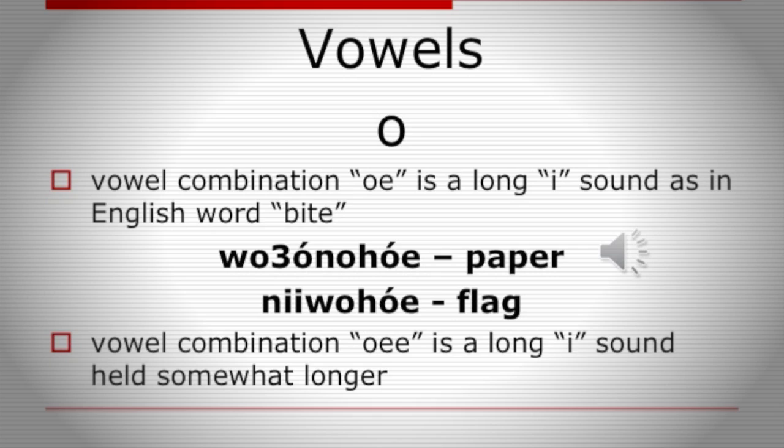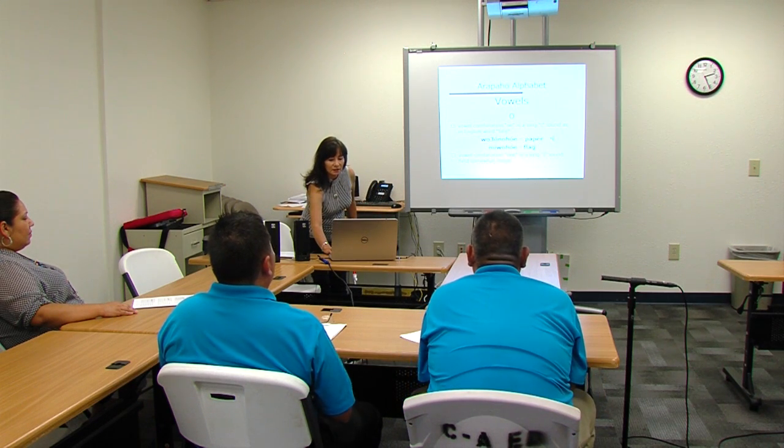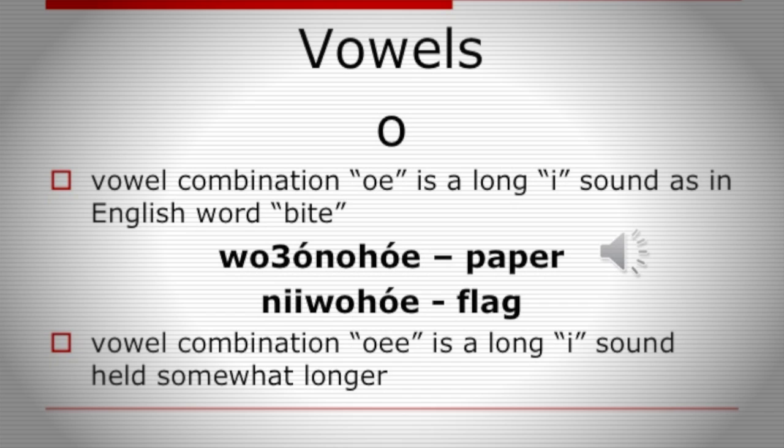Vowel combination: O and an E is a long I sound, I as in the English word bite. Okay. This word means paper. Wathanahai. Let's listen. Wathanahai. You got that stress there also. So you go, Wathanahai. Okay.